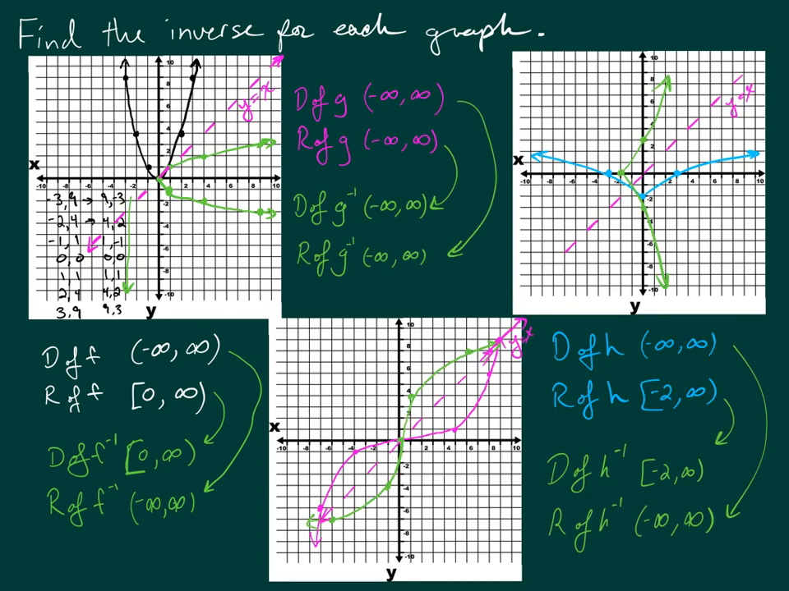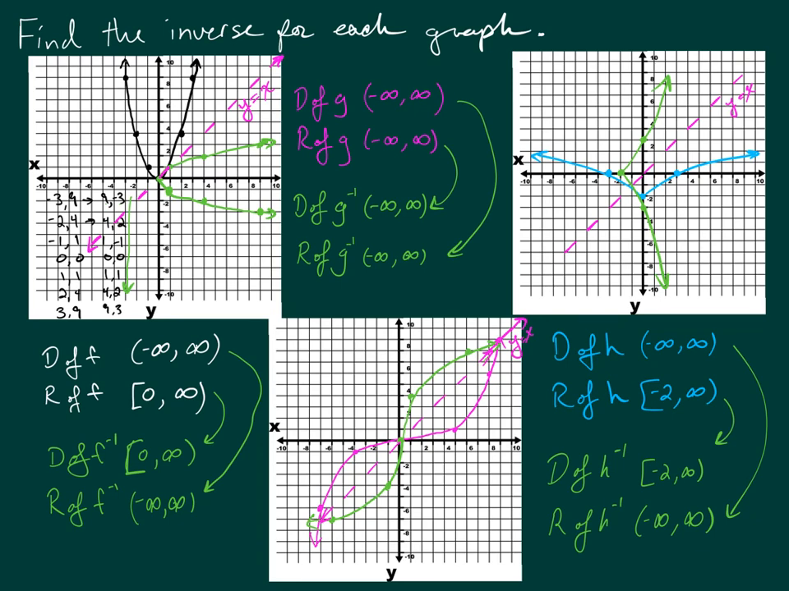So here are the solutions to the other two graphs. You can find the nice points here. 1, 2, 3, 4, 5. On this graph, switch the x and y values, it gives you the green graph. So here's the domain and range for this particular function. Here in the pink, here in the green.